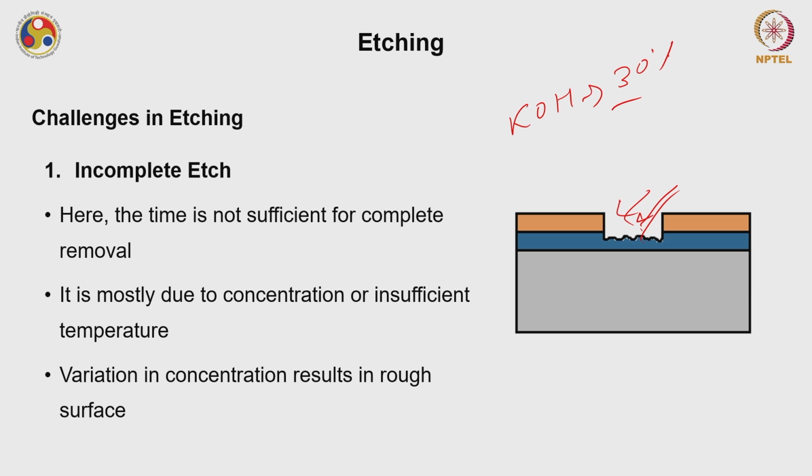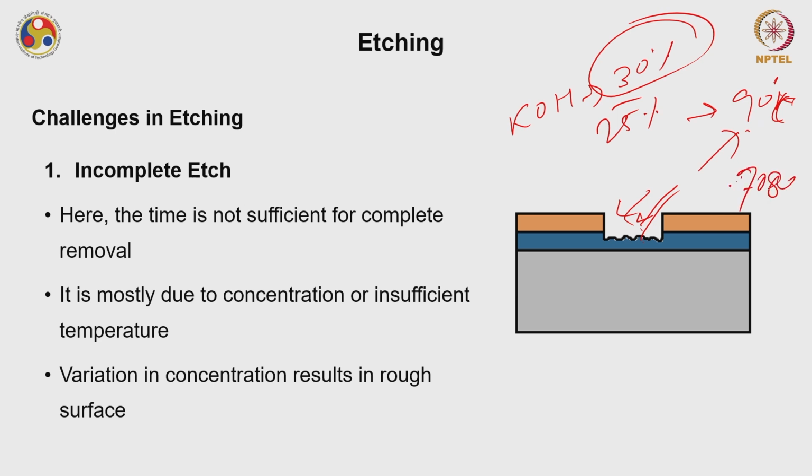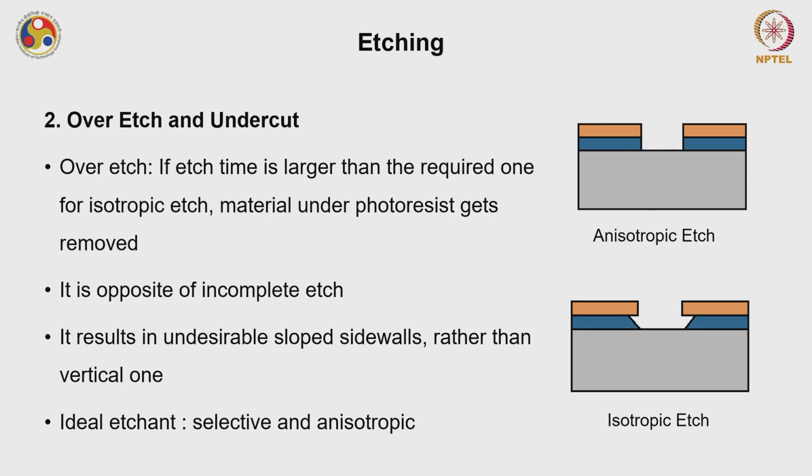Okay, but in place of 30%, say if I have 25% KOH. As I have also mentioned, etch rate was mentioned at a particular temperature; in the KOH case it was mentioned at 90 degrees Celsius. Say the concentration is 30%, but the temperature is not 90 degrees Celsius, say it is 70 or 80 degrees Celsius, you may have incomplete etch in the process. Then variation in concentration is also one of the challenges where you may end up getting a rough surface.